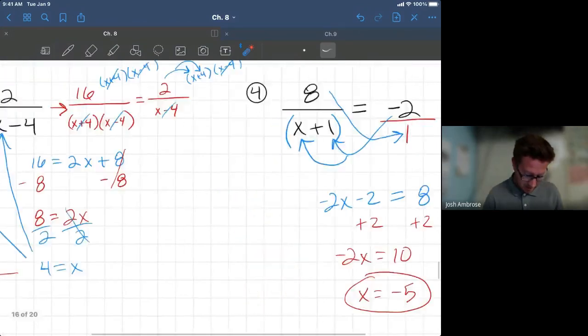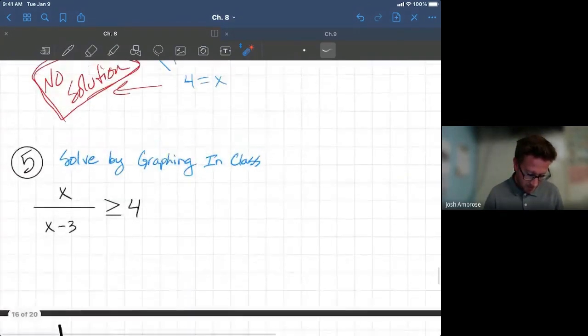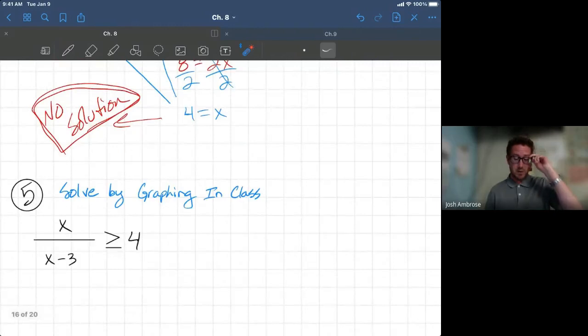All right. Now, this last problem here, number 5, solved by graphing. We're going to do it in class together so I can show you on your graphing calculators exactly what we're doing: how to graph it, plug it in, look at the table, and then determine what our actual solution will be. Because with inequalities, you're going to get 2 different solutions, and the inequality plays a key part in that. All right, so we're going to do that part in class.